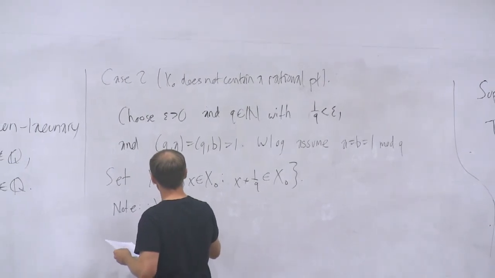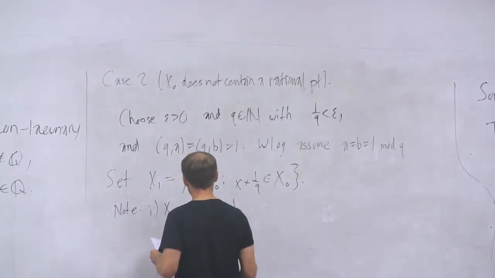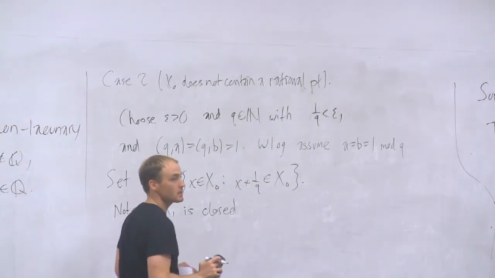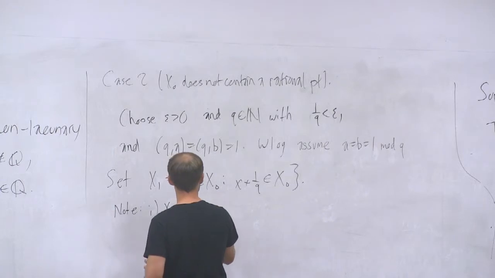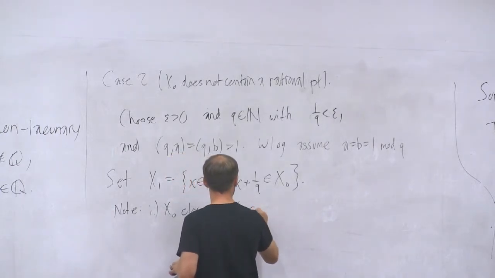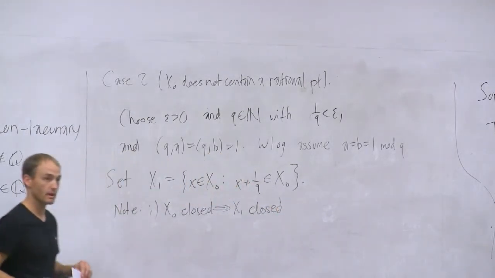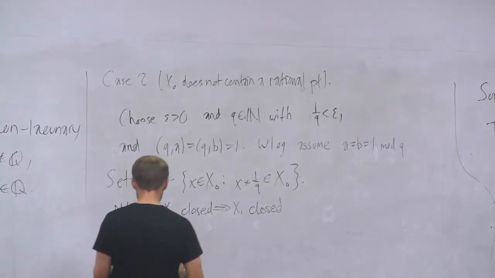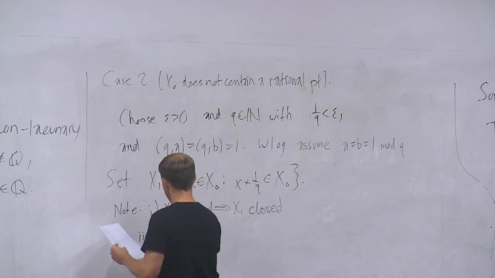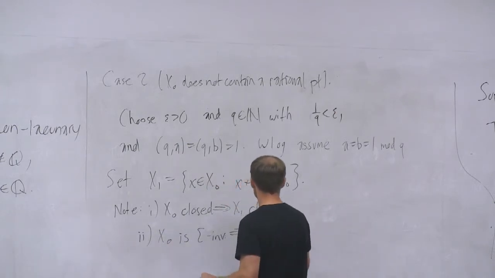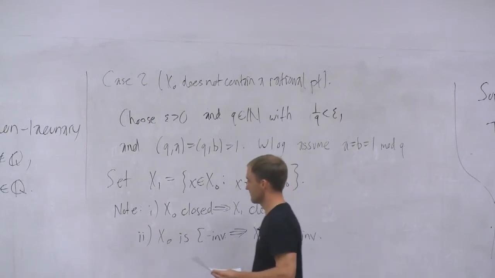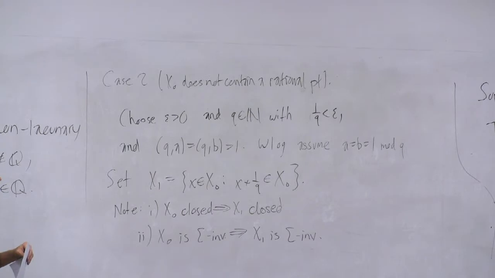So observation number 1: I'm going to say that x1 is closed. And this observation is fairly clear from the fact that x0 is closed. So let me write that as an implication, because that is pretty easy to see. Observation number 1, x0 is closed implies that x1 is closed. Is that okay? Observation number 2. The fact that x0 is sigma invariant implies that x1 is also sigma invariant. Okay? And here's where I'm using the fact that a and b are both 1 mod q. Okay?